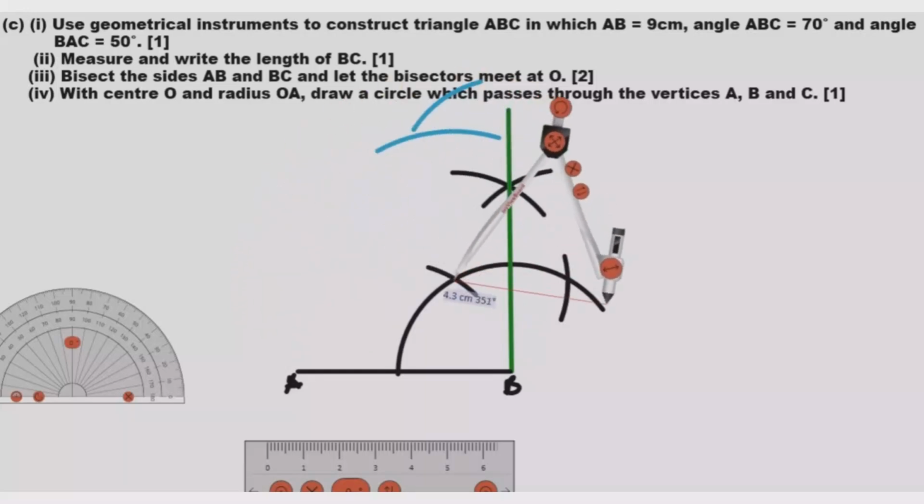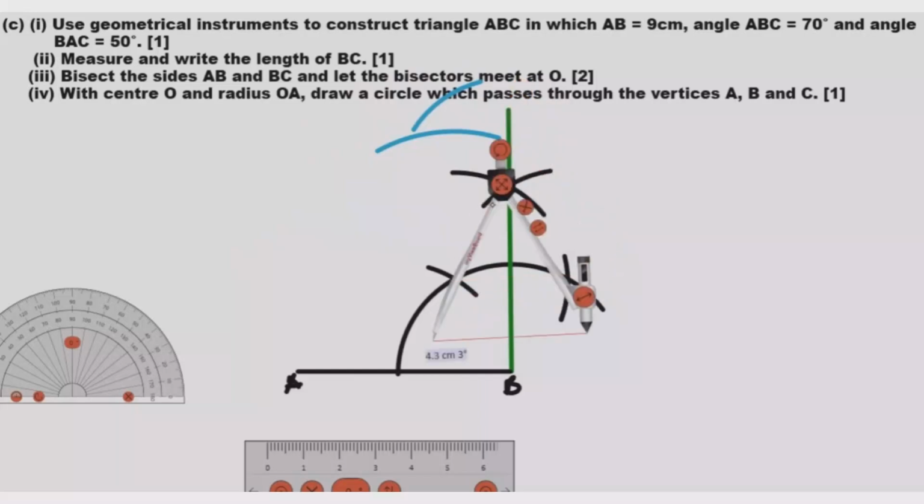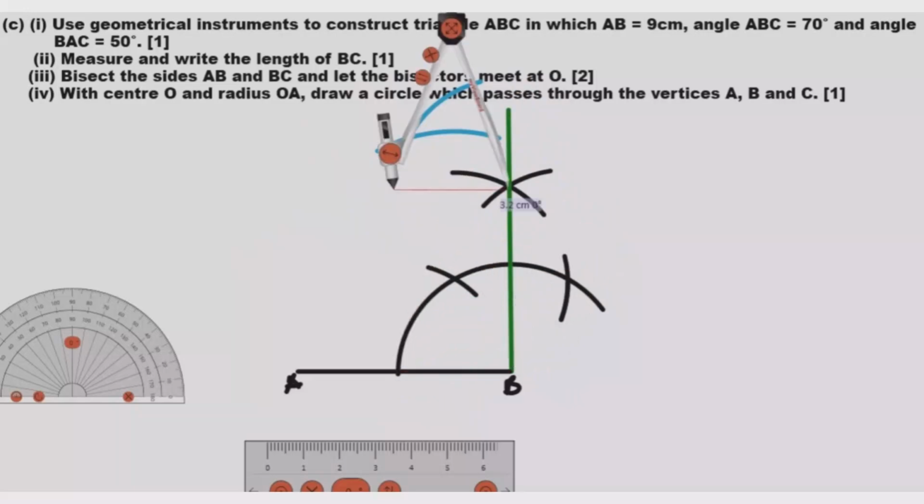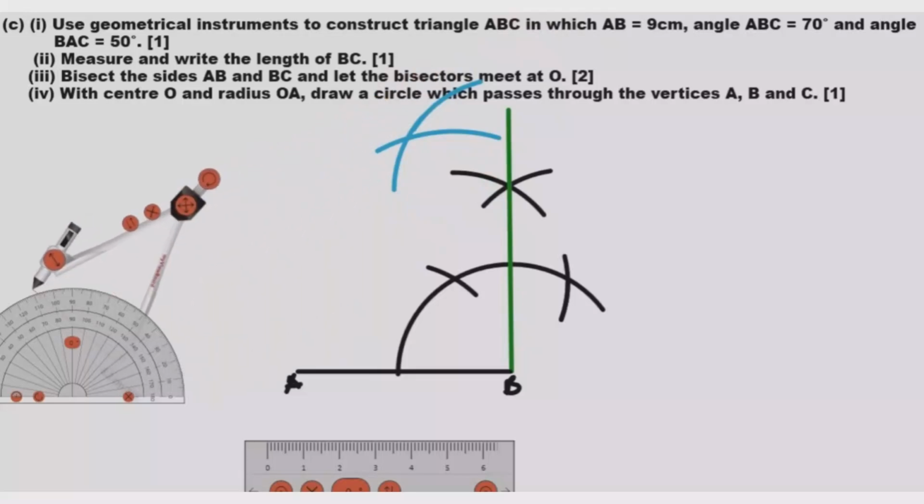I'm going back. So I hope you remember that we got this measurement here, so we can get this measurement again. If my measurements were okay, I shouldn't worry about them not meeting properly. So as you can see, the lines have met properly. So what we do now, we draw the line.